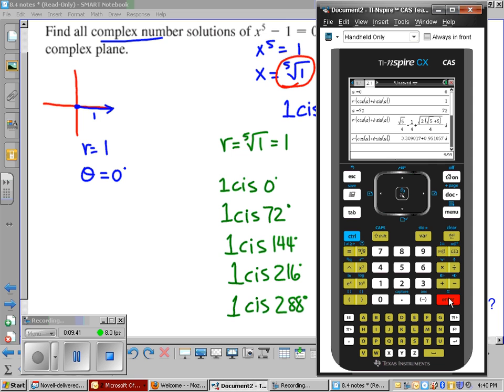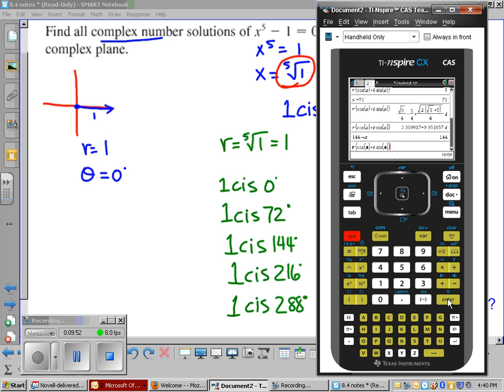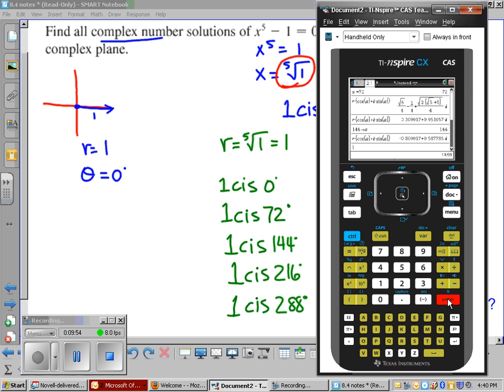Now I want my angle value to be 144, so I can store 144 to A, and then go back up and highlight that expression. And this time I'll remember to approximate, and I get negative 0.809 plus 0.588 times i. So you get those rectangular forms right back from your calculator.